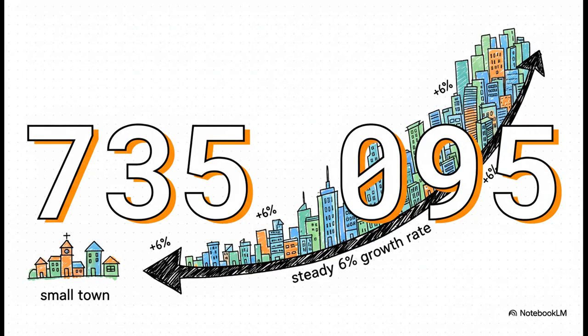Get this, over 735,000 people. Can you believe that? That is the absolutely mind-blowing power of this cheat code. A tiny little town turned into a huge city, all from just a steady 6% growth. And that really shows you the biggest lesson here. Consistency is everything. Small, steady gains over a long period of time, they lead to massive results.